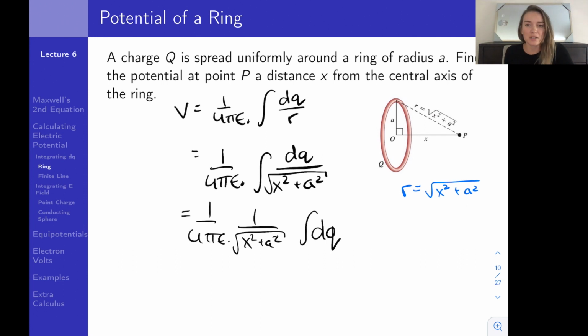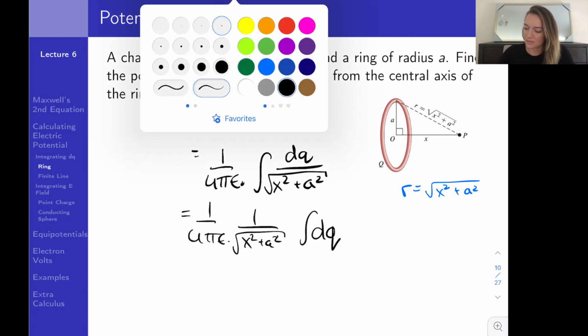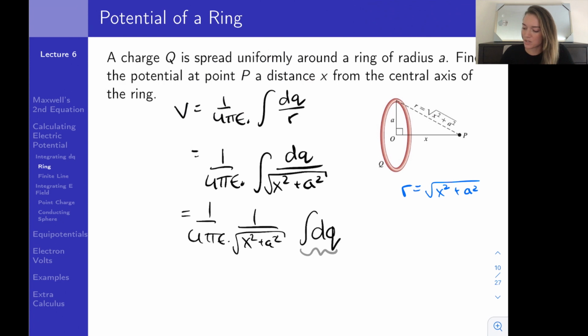But we actually already know the integral of dq, right? Because we were told that the total charge of our ring was capital Q. So the integral of dq, we don't even really have to think about. It's just going to integrate out to total Q. So there's really nothing to integrate here. So this was a lot easier than our electric field where we had to worry about components and things canceling. We don't have to worry about that here. So our answer just ends up being 1 over 4 pi epsilon naught, Q over the square root of x squared plus a squared.